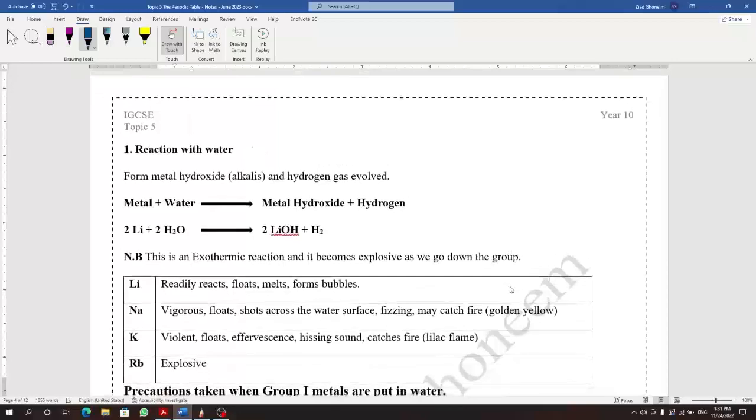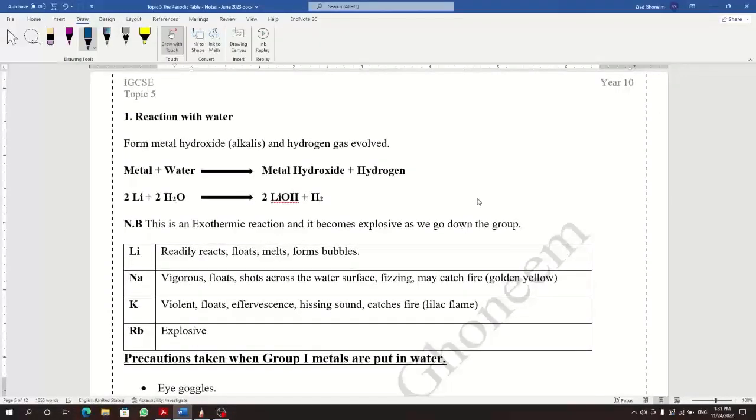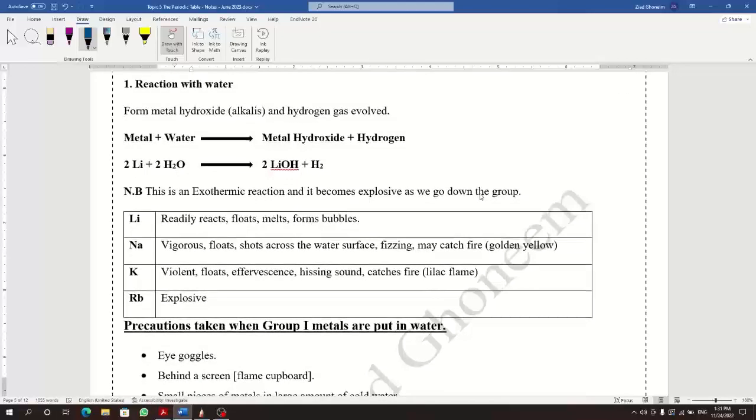Okay, now we'll talk about the reactions. These are the equations. From now on, we'll be taking chemical equations, so try to pick up the balancing, right? First of all, we have the reaction with water. They form metal hydroxide, as we've mentioned, or the alkalis, and hydrogen gas evolved. For example, here we have lithium plus water gives us the alkali, lithium hydroxide, and hydrogen gas evolves.